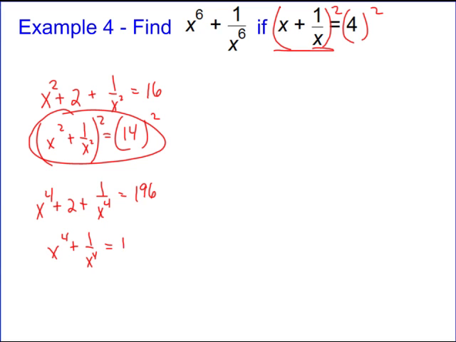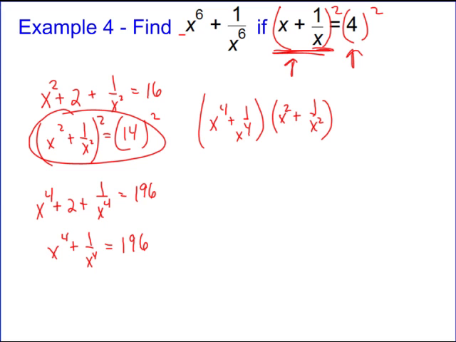Now at this point, what you can figure out is, if I wanted x to the 5th plus 1 over x to the 5th, I would just multiply one side by this and one side by 4. But what I'm going to do is multiply the left side, x to the 4th plus 1 over x to the 4th, by x squared plus 1 over x squared to finish my cubing, since I need to get x to the 6th. And then on the right side, I just need to multiply the 196 times 14, since x squared plus 1 over x squared equals 14.